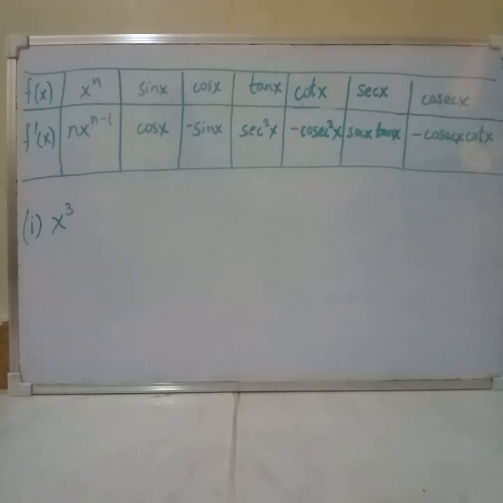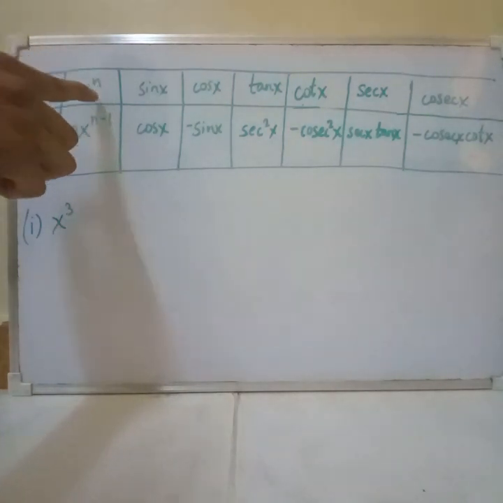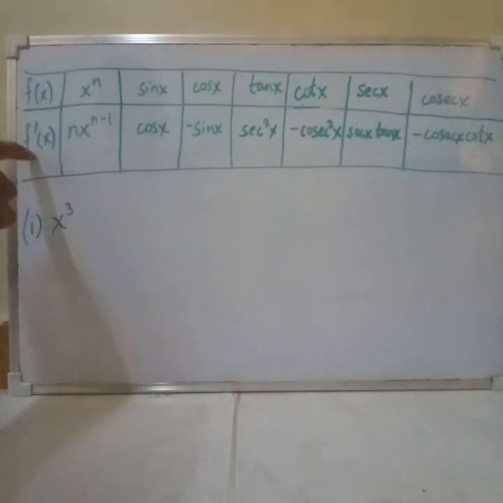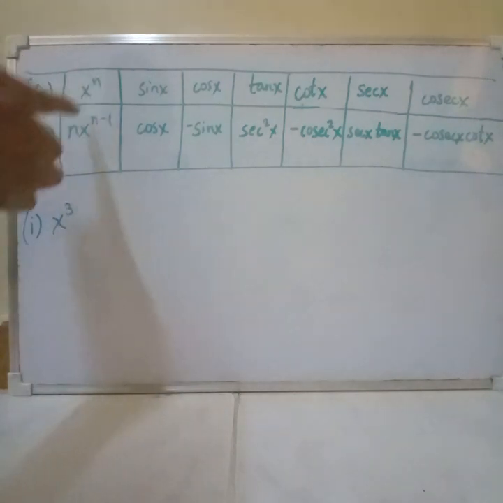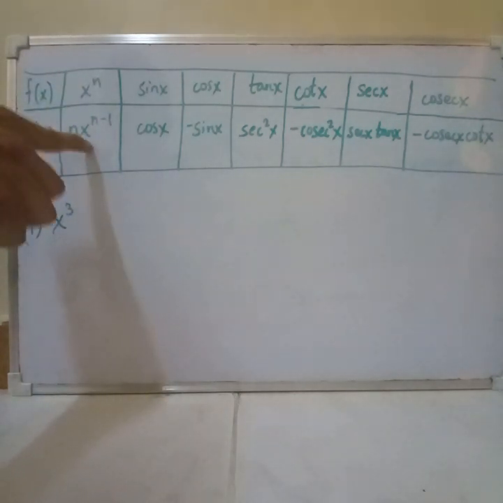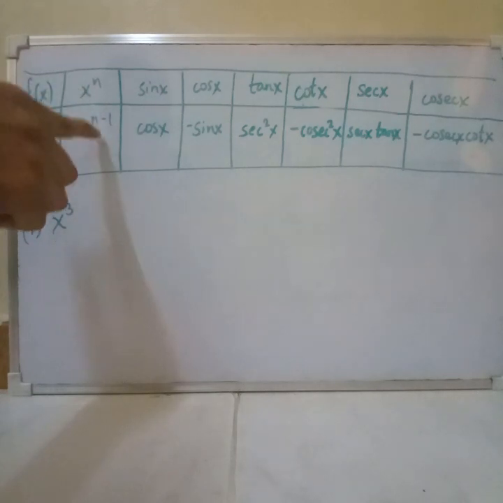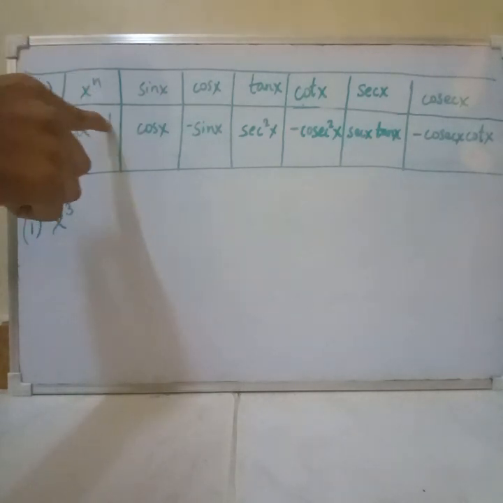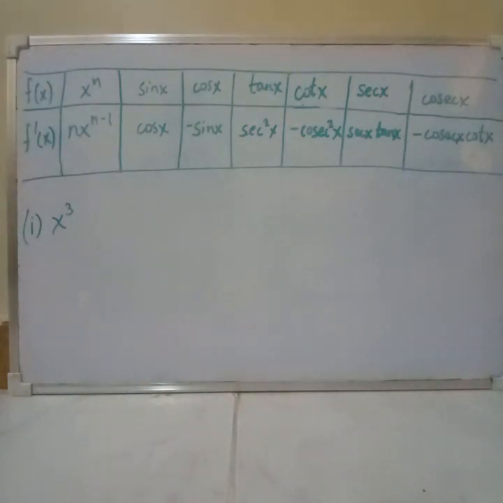So we have some of the common functions and their derivatives here. The first function is x raised to any power n. When you're taking the derivative, first of all you have to write the power multiplied with x raised to the same power but minus 1. Instead of that power, we'll be having one power reduced.